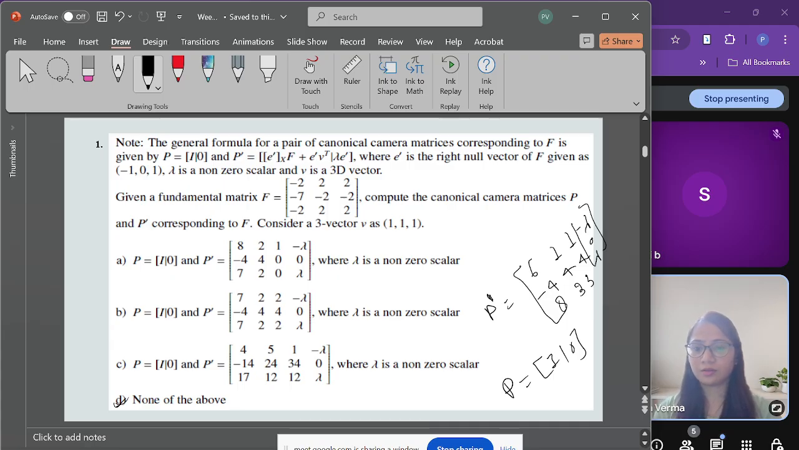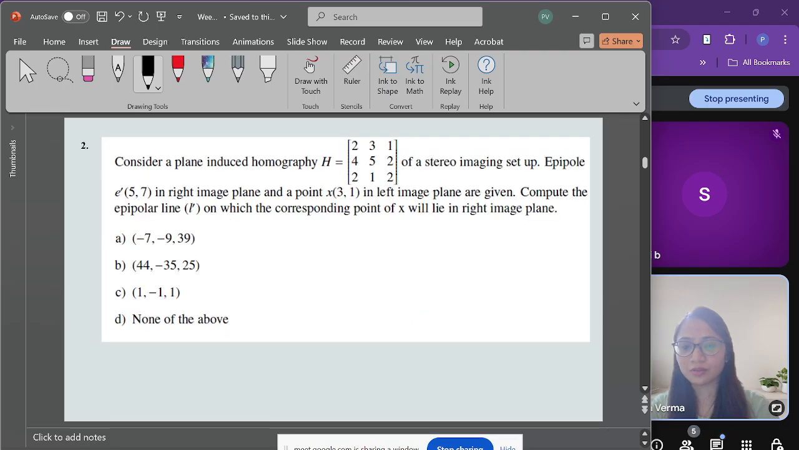Okay. So have you understood this question? Already everything is given. Now we need to put all these values in this equation, because the fundamental matrix is given. E dash is given here, where E dash is the right null vector of F. It is given, and the vector is also given, that is 1 1 1. We just need to put in this equation, calculate all these values and put them into matrix form. I hope you have understood this question. So moving to the next question.